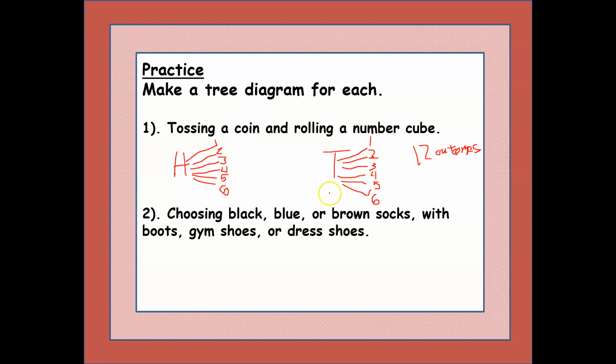So what would be the probability of tossing a head and rolling a 4? Rolling a 4 happens 1 time. So it'd be 1/12 would be our probability. So we would have 1 out of 12.